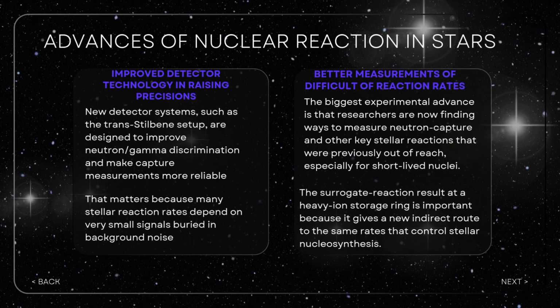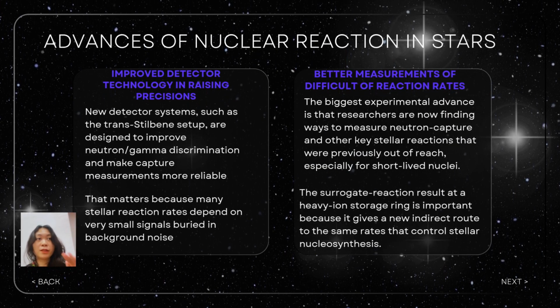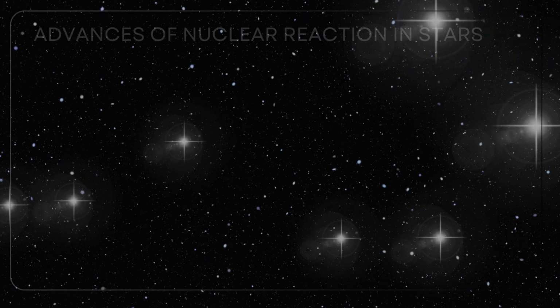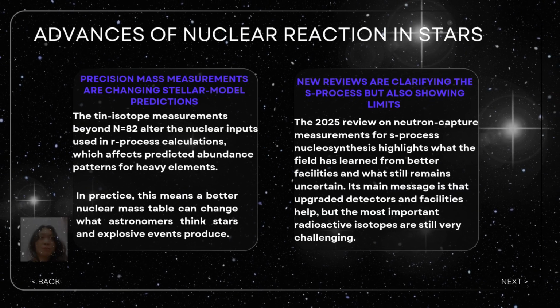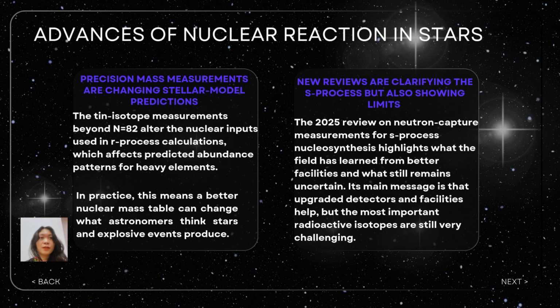Recent advances in nuclear astrophysics focus on better measurement techniques. Scientists can now study difficult reactions, especially for short-lived nuclei, using indirect methods like surrogate reactions. Improved detector technology increases precision by detecting small signals more clearly. In addition, precise mass measurements are improving predictions of how heavy elements form. However, despite this improvement, some important reactions, especially involving radioactive isotopes, are still very challenging to study.